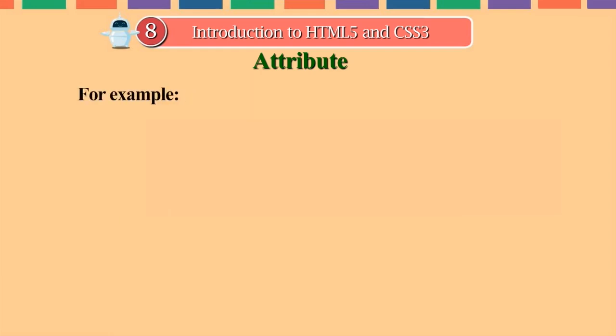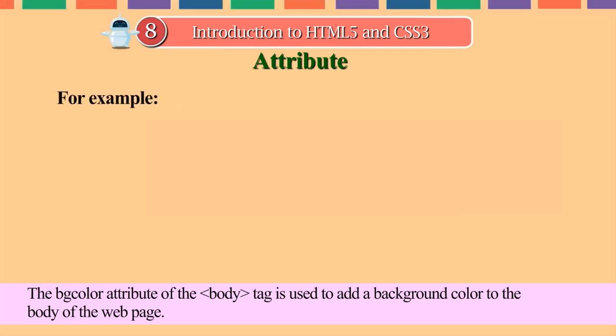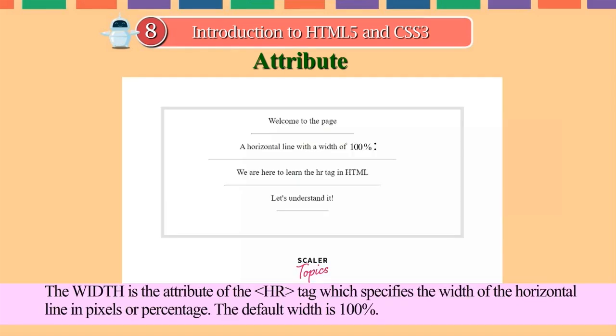For example, body bgcolor equals blue. The bgcolor attribute of the body tag is used to add a background color to the body of the web page. For example, hr width equals 50%. The width is the attribute of the hr tag which specifies the width of the horizontal line in pixels or percentage. The default width is 100%.